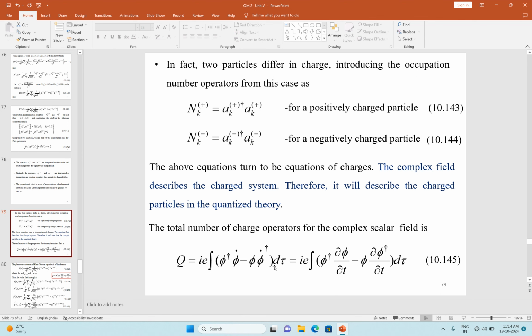So we are going to use this equation to quantize the charges. The total number of charge operators for the complex scalar field is given by this equation: Q equals iε integration of phi dagger phi dot minus phi dot dagger phi, where phi dot means dφ/dt and phi dot dagger is nothing but dφ†/dt. See here, on the right-hand side I have given exactly this, with the explanation, equation 10.145.